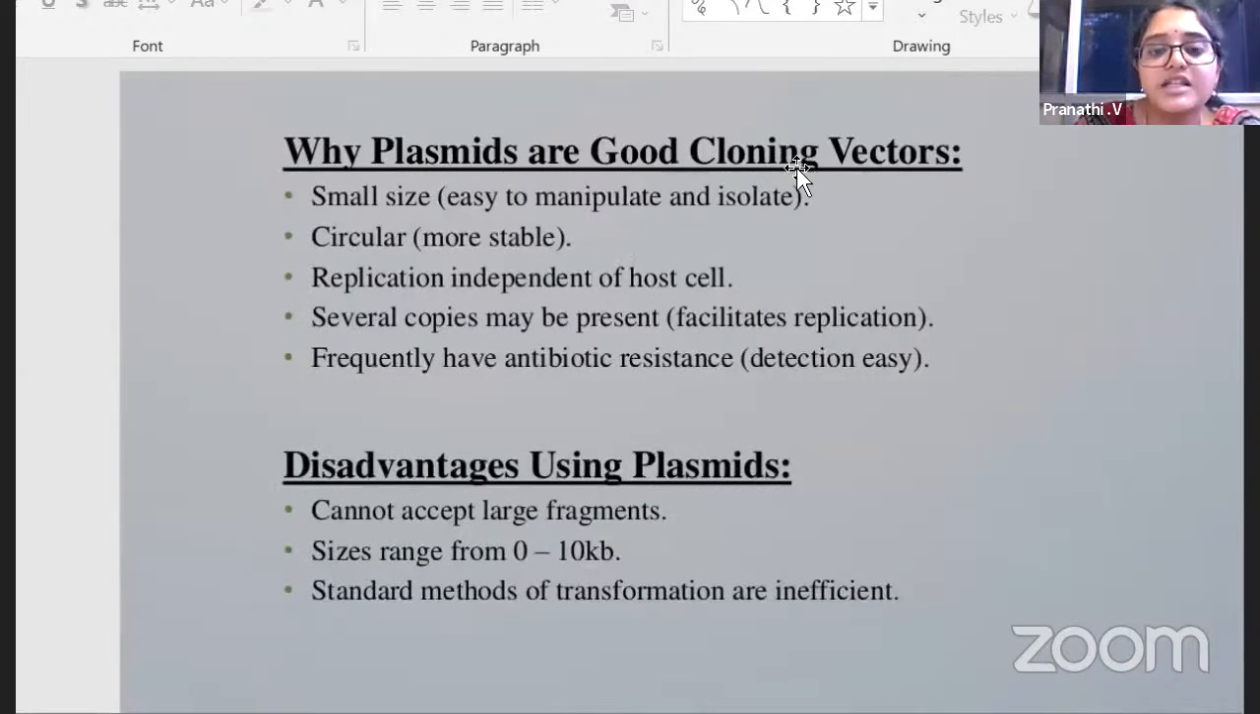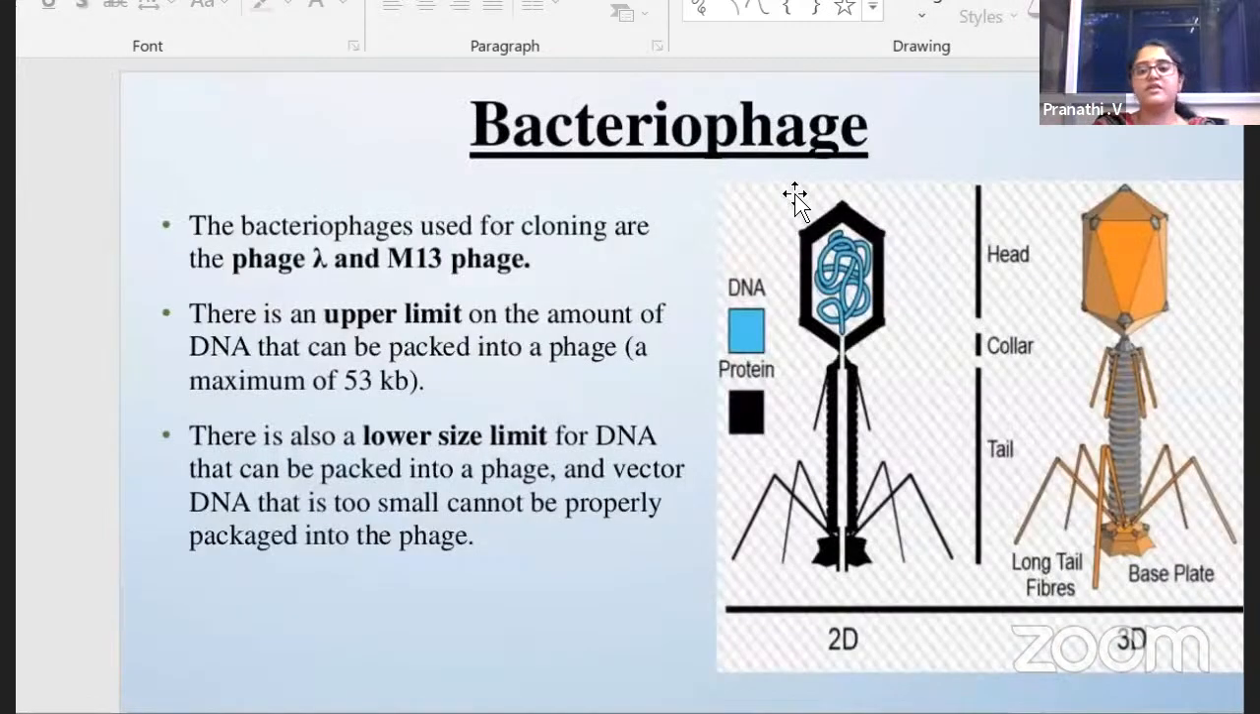Then why are the plasmids good? Because of the small size, they're circular in nature, independently replicating, and at the same time, many copies are made, and you can have an antibiotic resistance gene incorporated. But the disadvantages are you cannot accept large fragments. Basically, up to 10 kilobases can be accepted, and transformation is not very efficient.